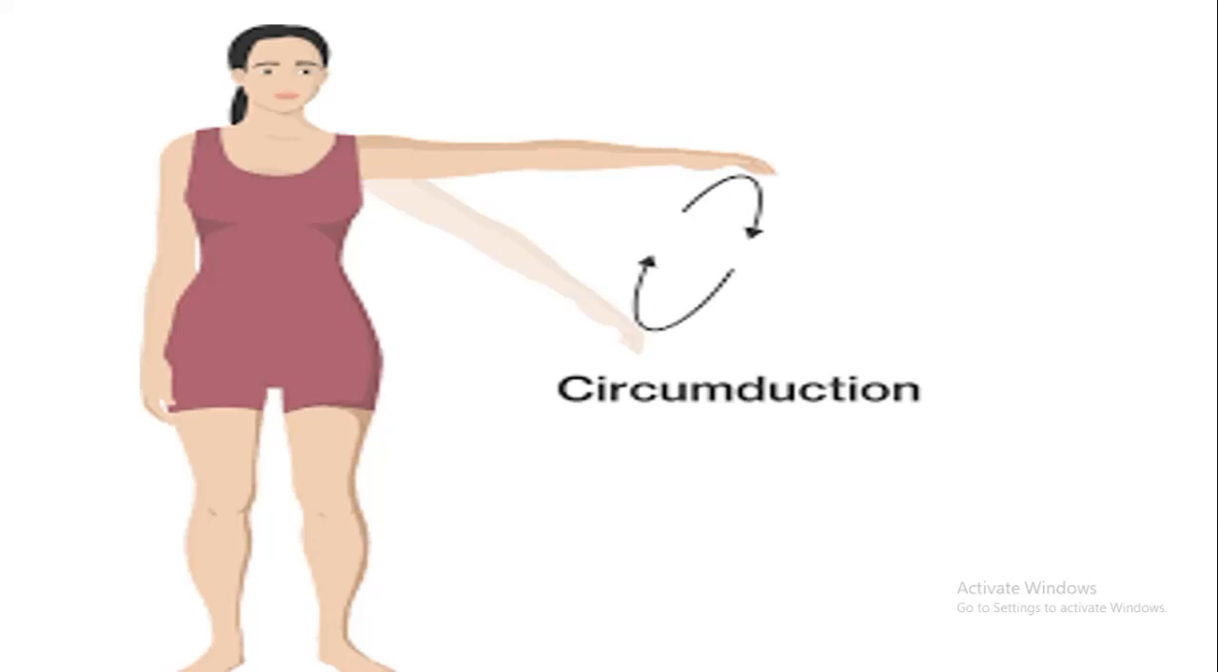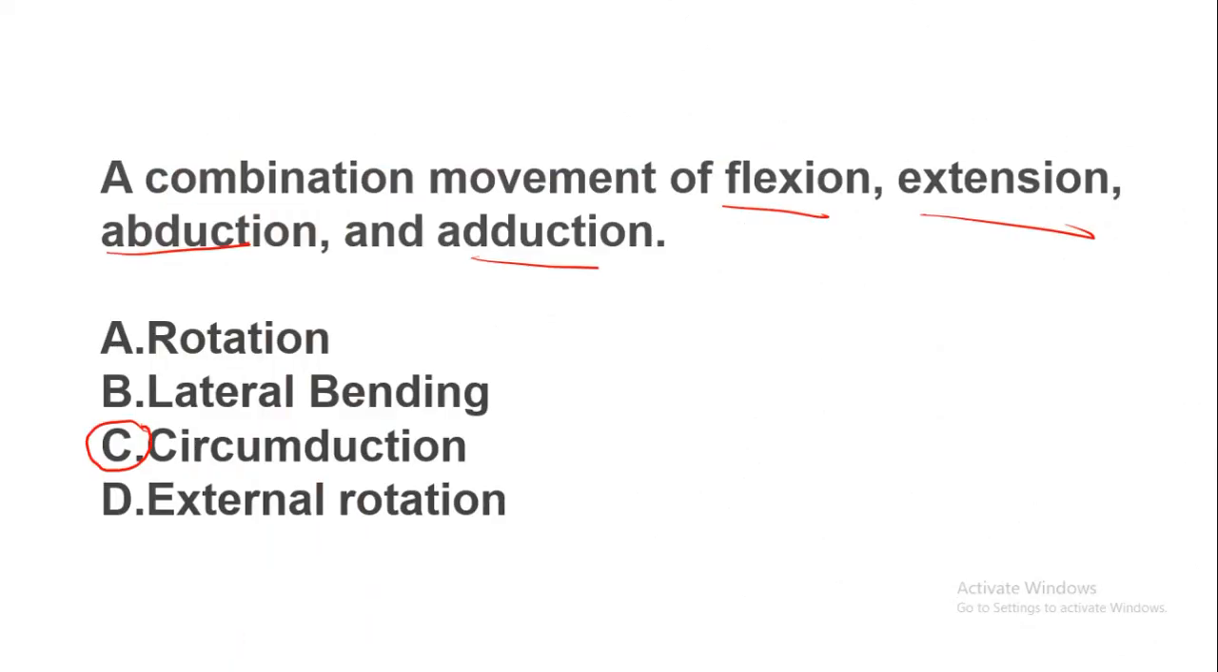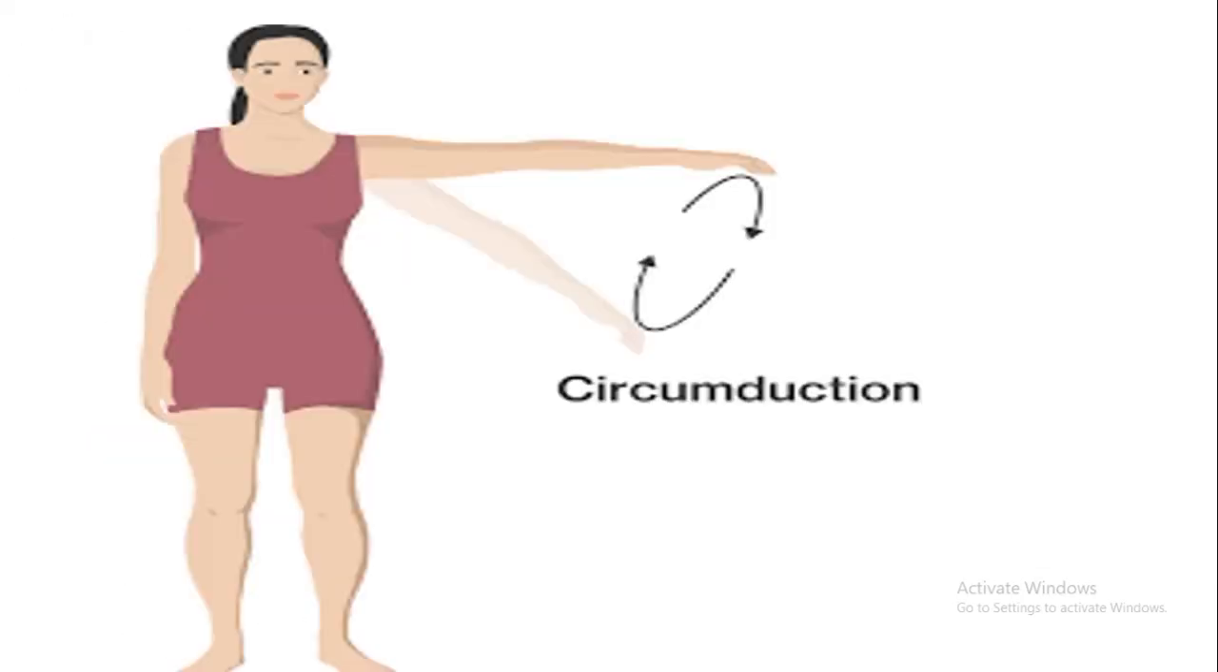First, it is flexed. Next, it is extended. Then it is abducted, and lastly, it is adducted. In this order. So make sure that you know the order: flexion, extension, abduction, and then adduction. That's the order of circumduction.